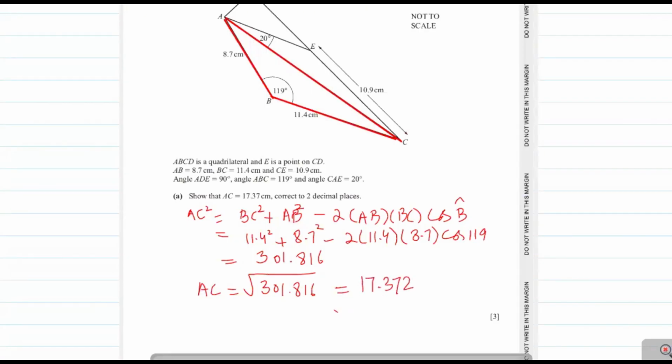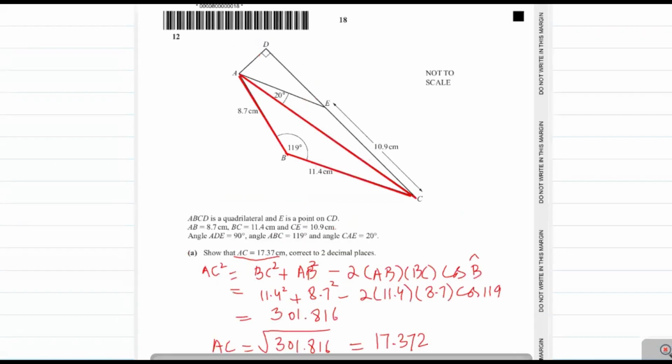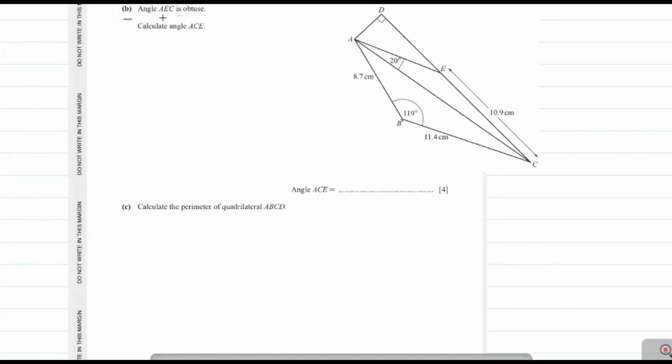17.372, and the 3 significant figure value will be 17.37. Hence, it is proved that AC is 17.37. Next is part B of this question: angle AEC is obtuse. Calculate angle ACE. Look here, this is the angle AEC, and we have to calculate this angle.